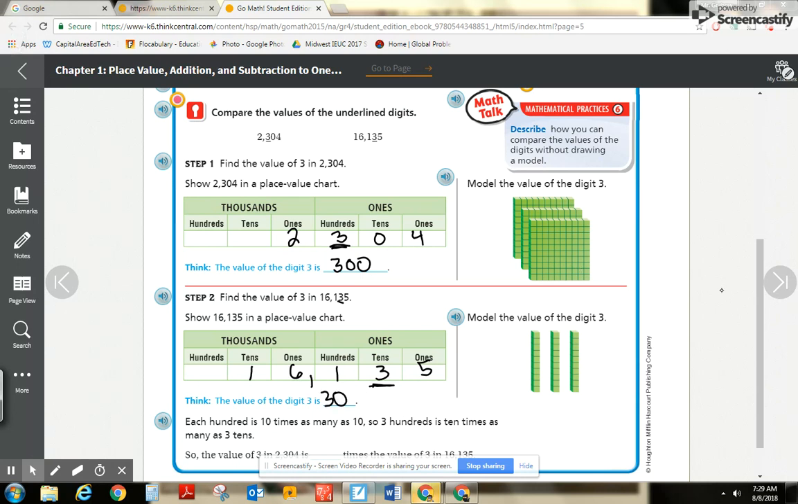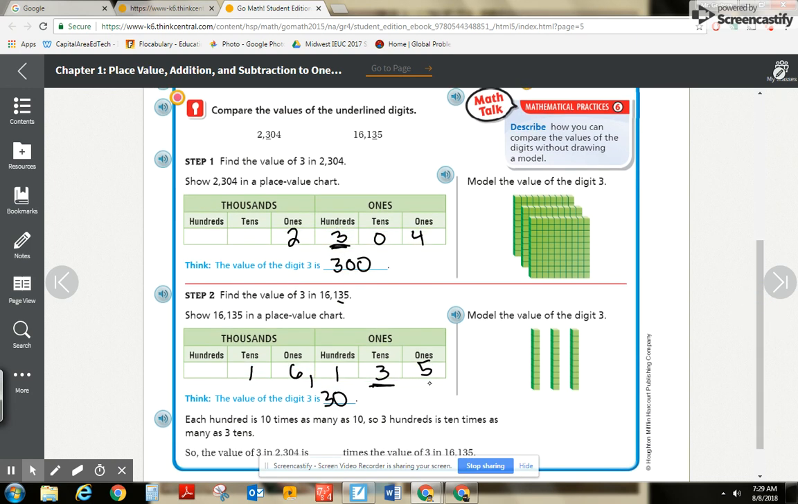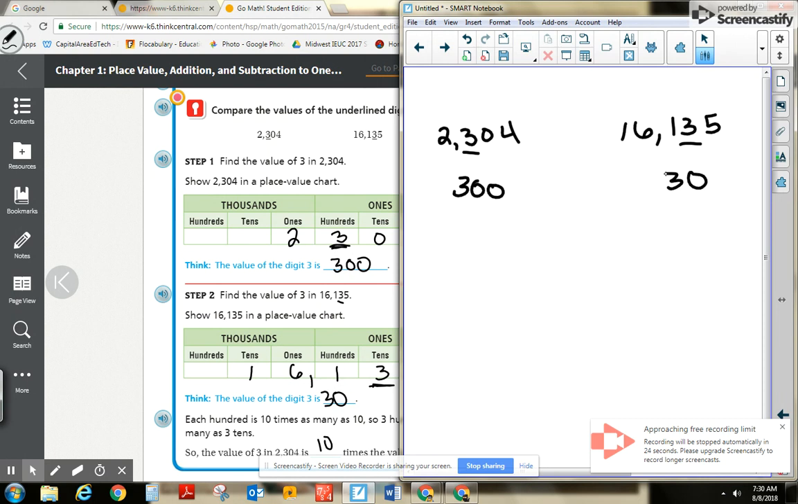All right. So now, when we take a look here, it says each 100 is 10 times as many as 10. So 300 is 10 times as many as 30. So the value of the 3 in 2,304 is 10 times the value of the 3 in 16,135. I know this is goofy, and I'm going to show you a way that makes it a little bit easier to see. So I have my 2 numbers written down, 2,304 and 16,135. So the value is 300, the value is 30.